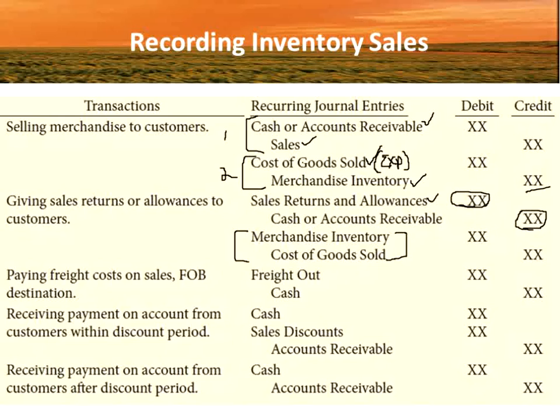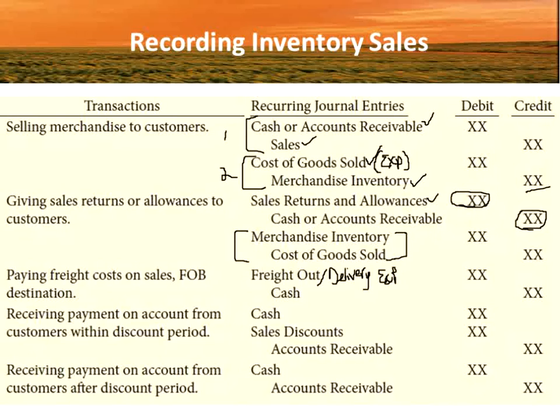Okay. So next is if we have to pay the freight costs on FOB destination. So simply freight out, we could also call this delivery expense. So again, it's just an expense account. We debit it and we'll credit cash.